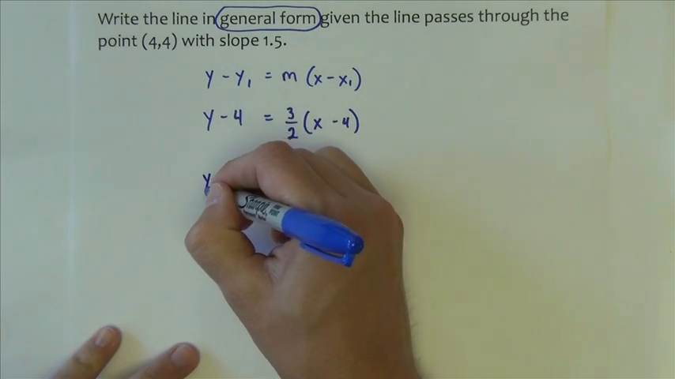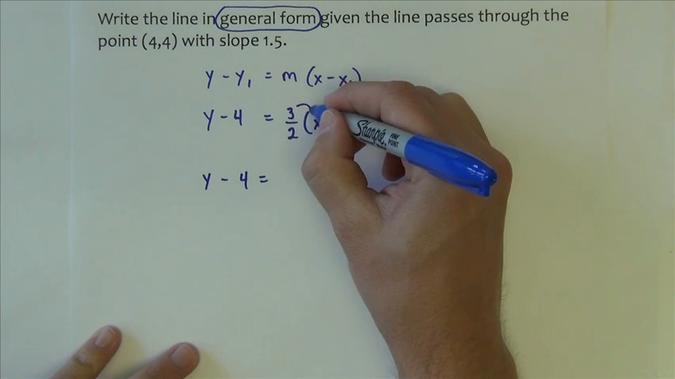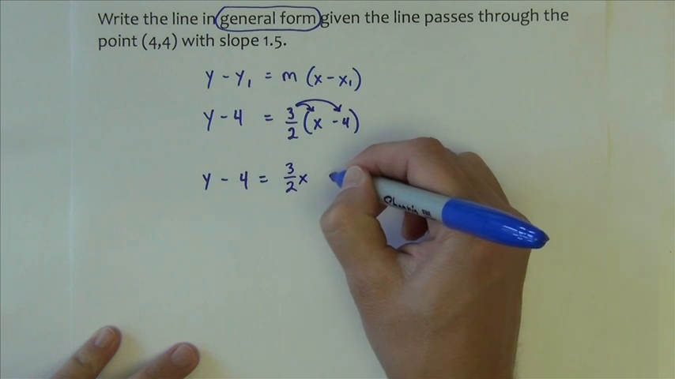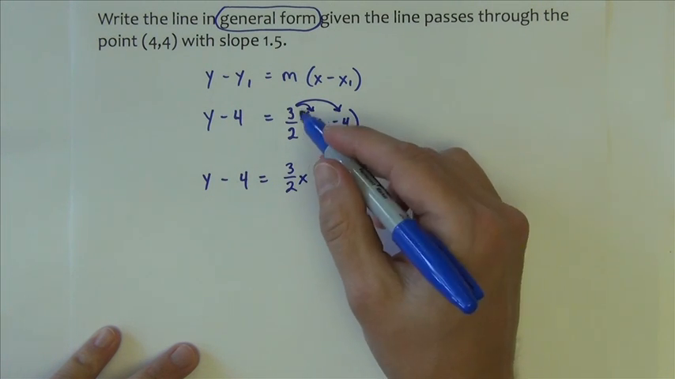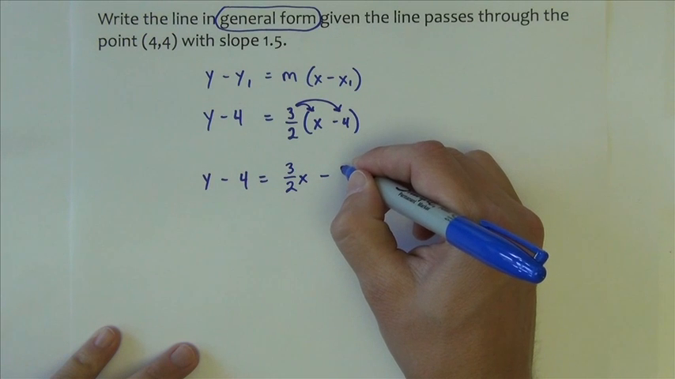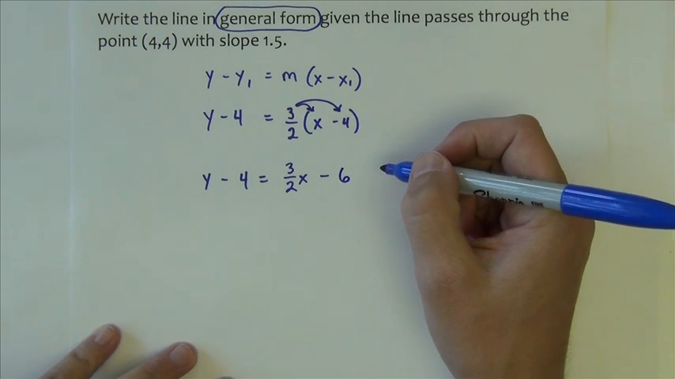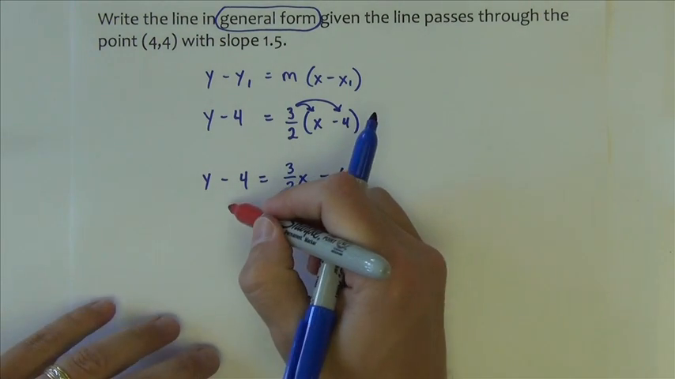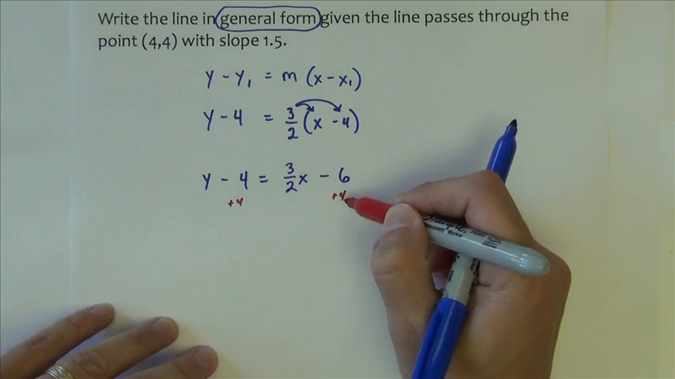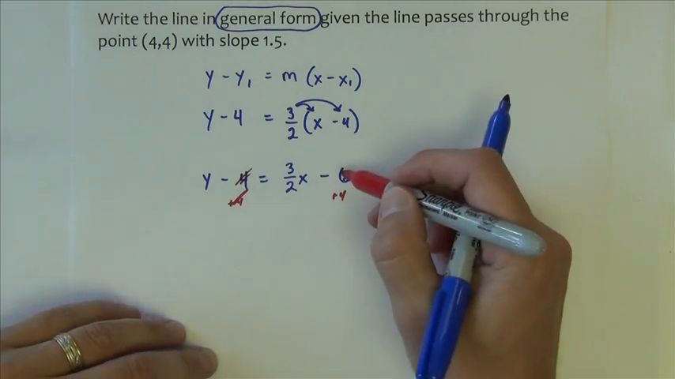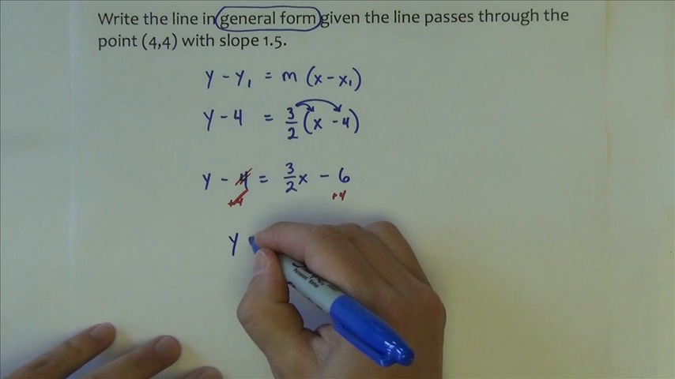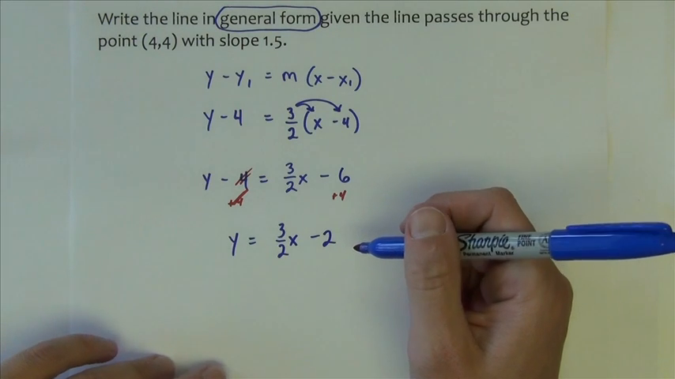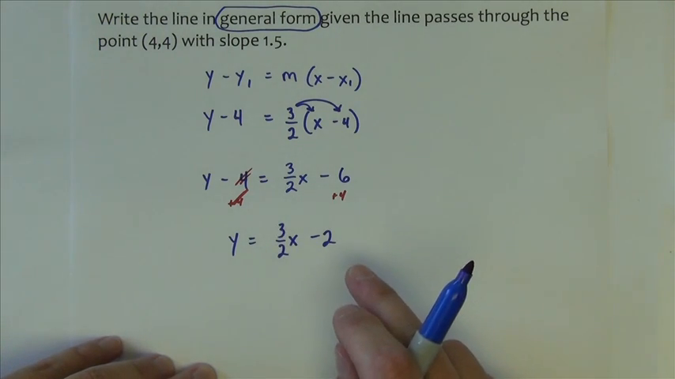So let's see, we have y minus 4 equals, I'm going to distribute 3/2, so we get 3/2 x minus 3/2 times negative 4 is negative 6. If I add the 4 across, we end up with y equals 3/2 x minus 2. Now I have this in slope-intercept form.